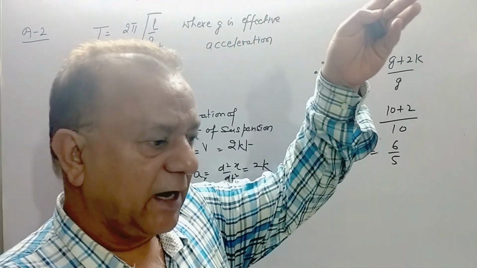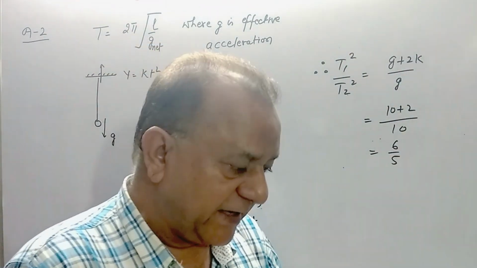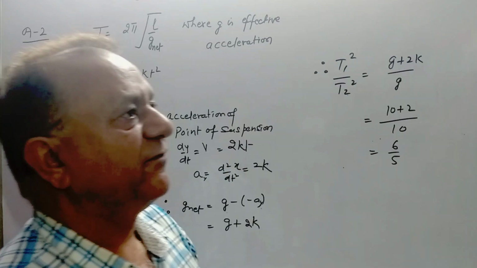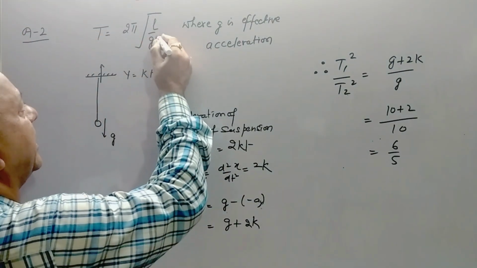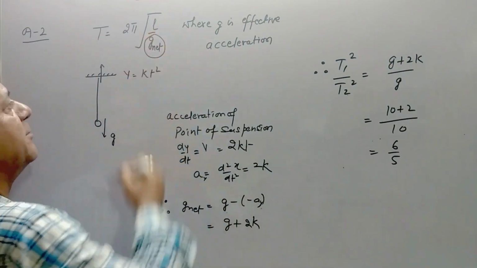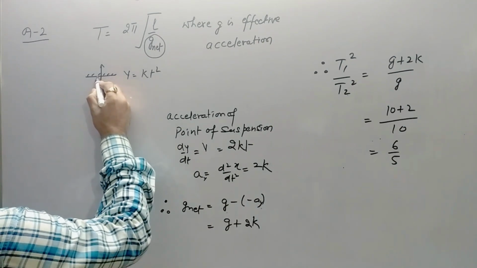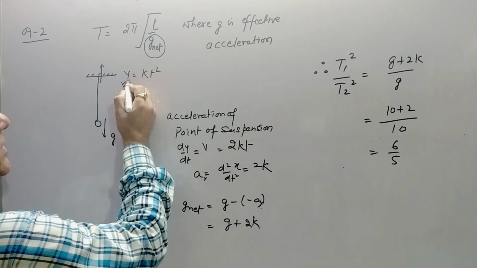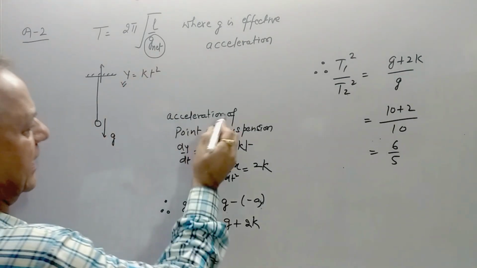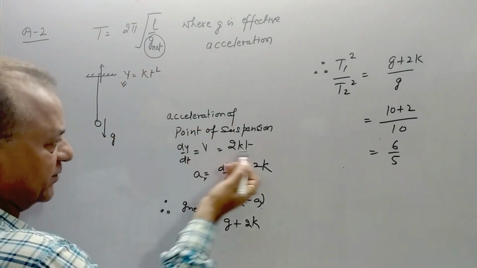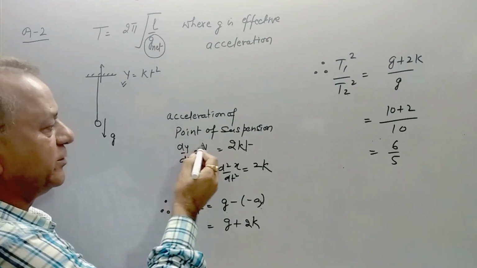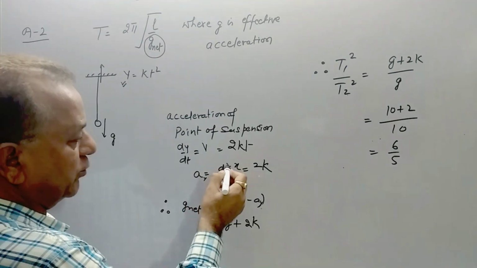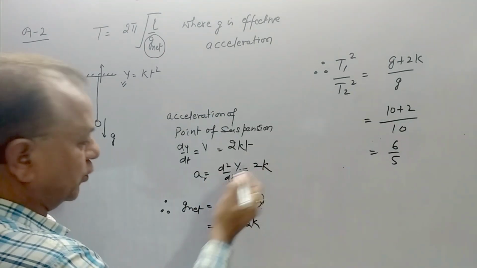or he might allow the vehicle or lift to fall. In that case also acceleration will be modified. The important thing is here you will take not g but g net. In this case, the point of suspension is moved upward with y equal to k t square. Acceleration of point of suspension: first we will find out velocity, dy by dt is equal to v equal to 2kt, and ay is equal to d square y by dt square is equal to 2k.